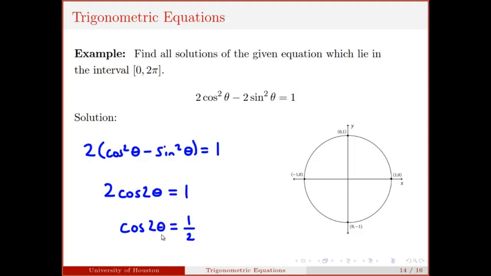In order for theta to satisfy this equation, we see that the angle 2 theta must correspond to one of the following 2 points on the unit circle. 1/2, square root of 3 over 2, or 1/2, minus square root of 3 over 2. This point corresponds to pi over 3, and this point corresponds to 5 pi over 3. Therefore 2 theta must equal pi over 3, or 2 theta must equal 5 pi over 3.